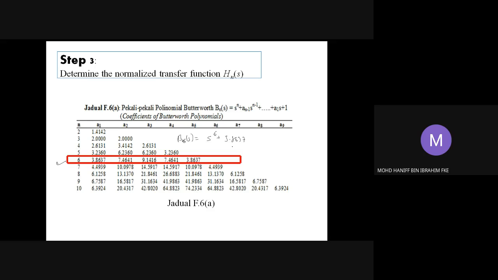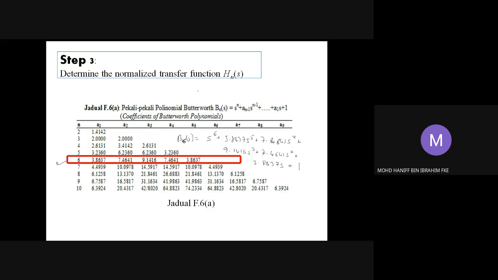3.8637 s power of 5, plus, I'm using the second one here, which is for A4, 7.4641 s power of 4, plus A3, 9.1416 s power of 3, A2, 7.4641 s power of 2, plus A1, 3.8637 s plus 1. So that should be your Butterworth polynomial for n equals to 6.